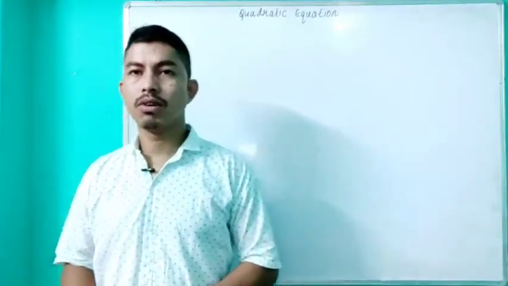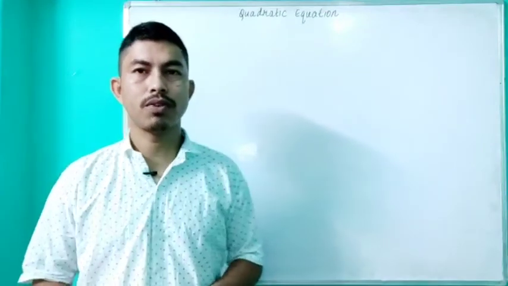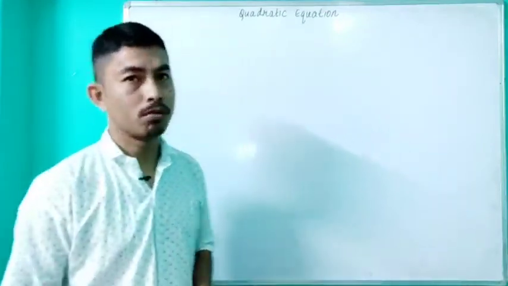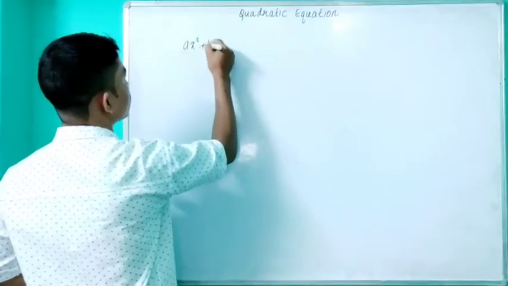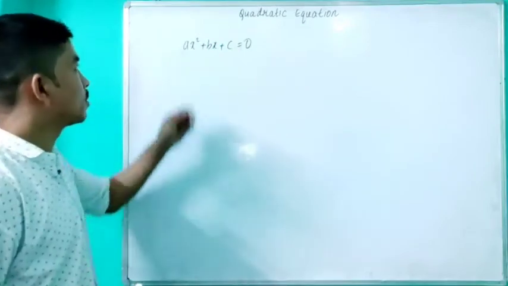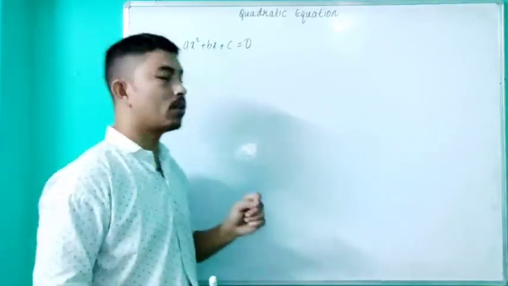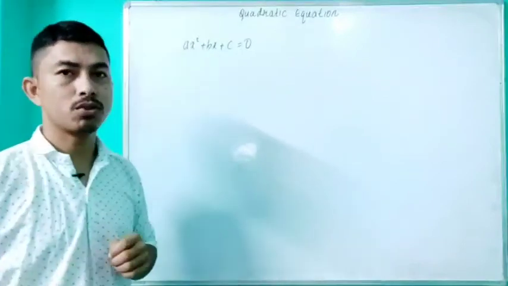So the quadratic equation you have already done in class 10 also, the way to solve it by the method of factorization and using the formula. So you also must be knowing that any equation of the form ax square plus bx plus c equals to 0 is known as a quadratic equation, where a, b and c are constants and x is a variable, and the variable has a highest power of 2.